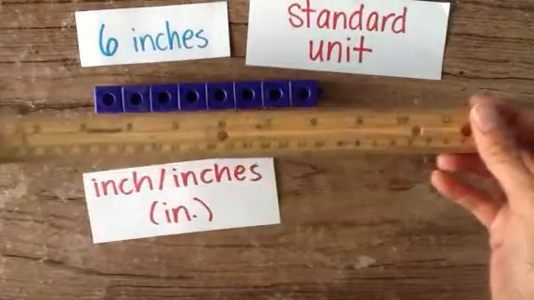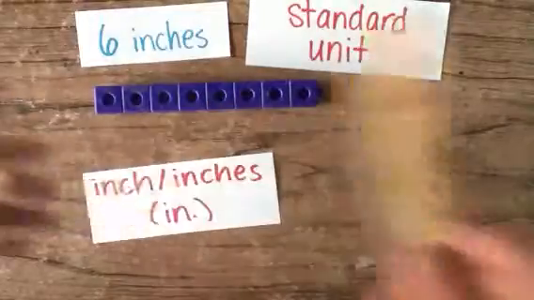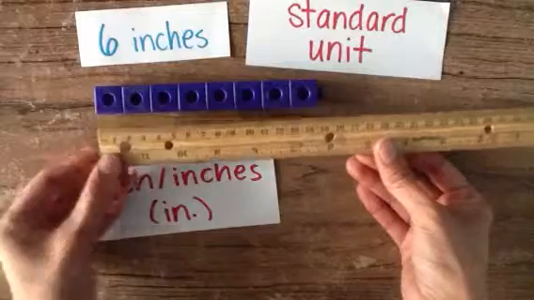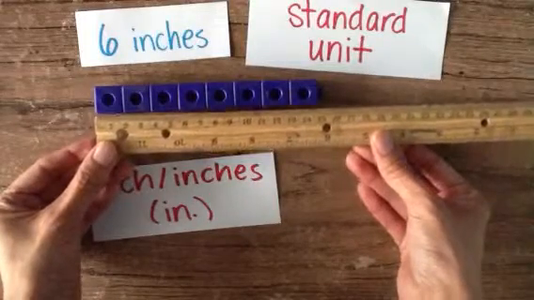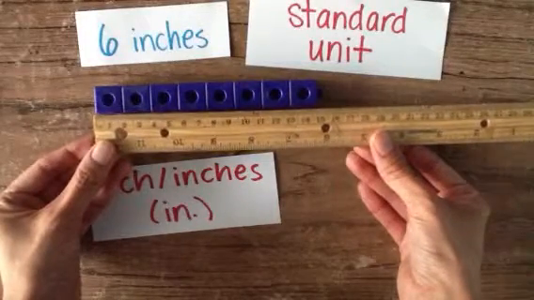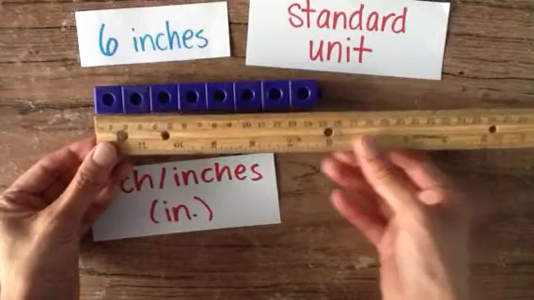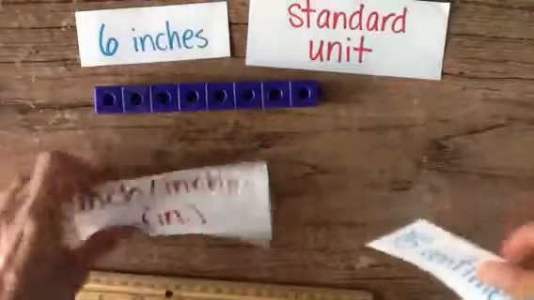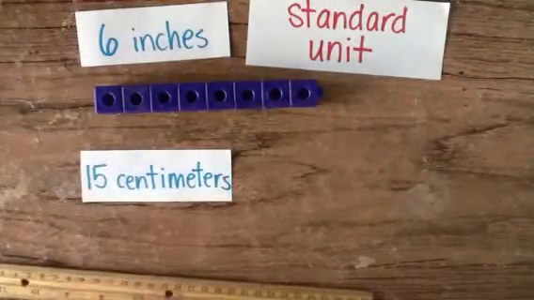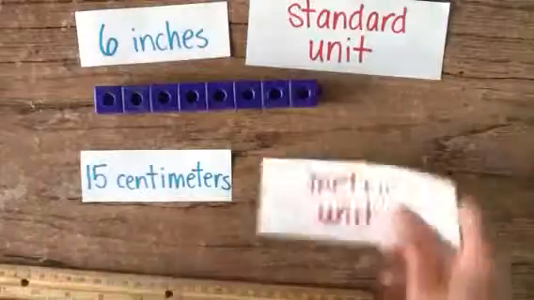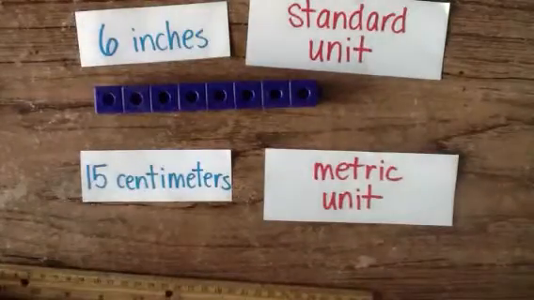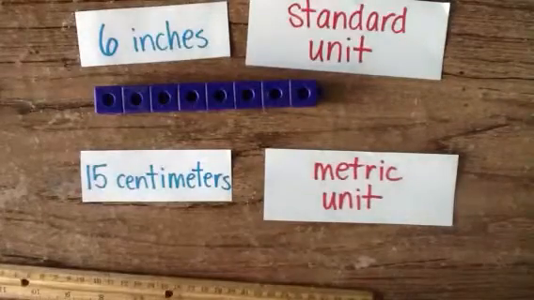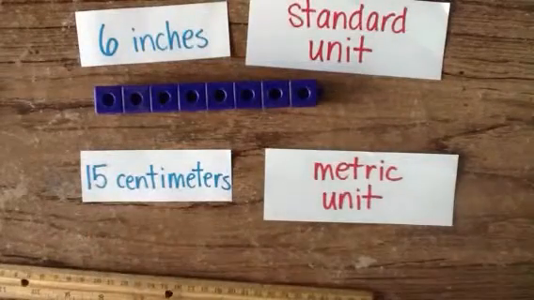Now, I can also measure the same set of blocks using centimeters. Let's look at that. So if I start the same way on the edge, and I go right there, how long is that? 15, see right there? 15 centimeters. And 15 centimeters is our metric unit. So this set of blocks measures 6 inches, but if I use centimeters, it measures 15 centimeters long.